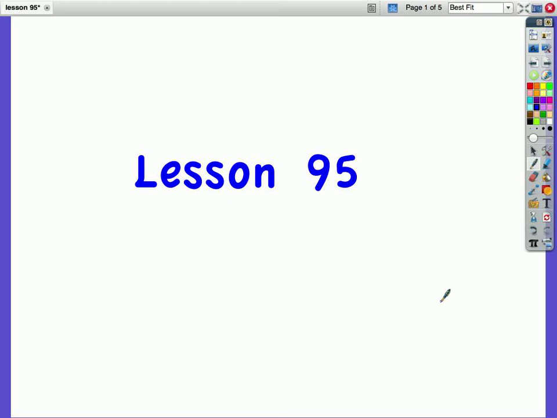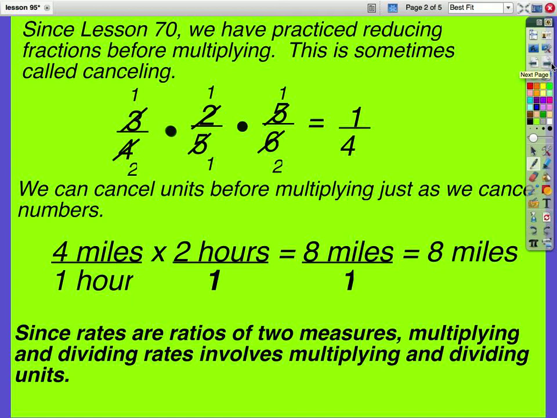For lesson 95, we're going to be reducing rates before we multiply. Since lesson 70, we've been practicing reducing fractions before multiplying, or else canceling. Okay, so we had 3 on top, 3 goes into 6 2 times. There's 5 on top, 5 on bottom, a 2 and a 4, 2 goes into 4 2 times. Okay, 1's on top, 2 times 1 times 2 is 4. Okay. We can cancel units before multiplying just as we cancel the numbers.